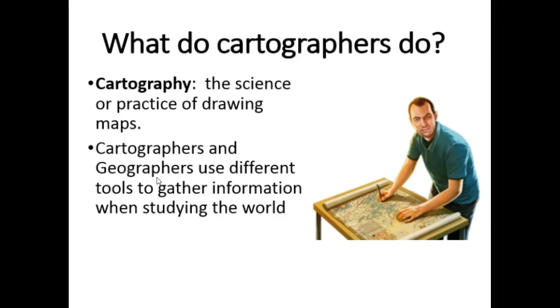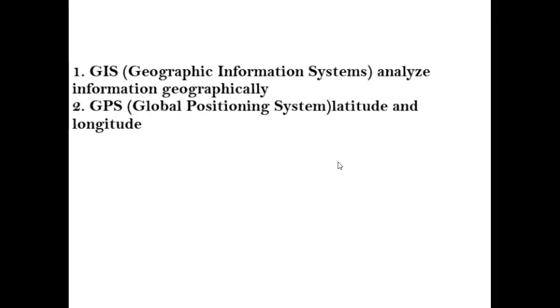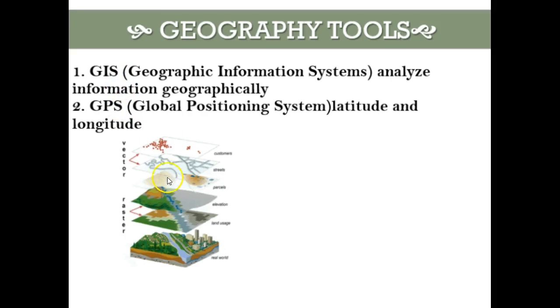Cartographers and geographers use different tools to gather information when studying about the world. So what are these tools? Some of these tools are GIS and GPS. GPS is something that you should be very familiar with because it's something that most of us use in our everyday lives. But what is GIS? GIS looks like this. GIS can be maps that have various types of information on them, including things like customers, streets, elevation, land usage, sometimes even multiple layers of them on one map.